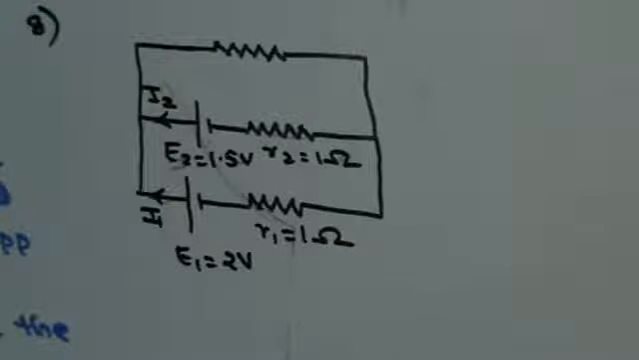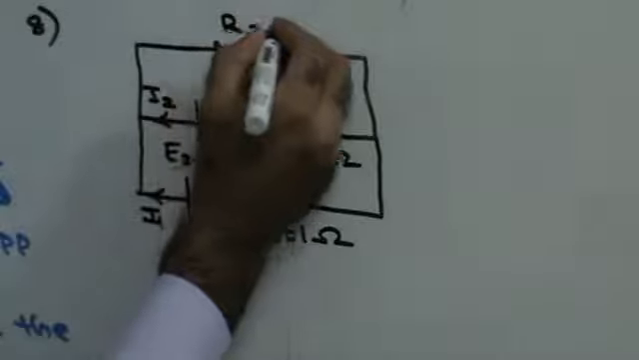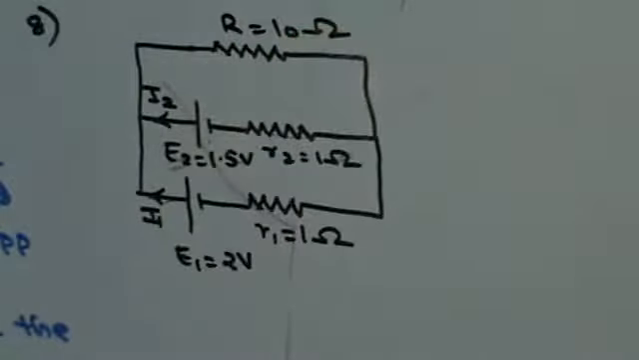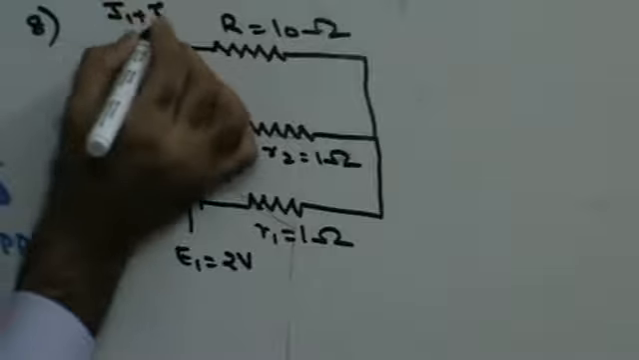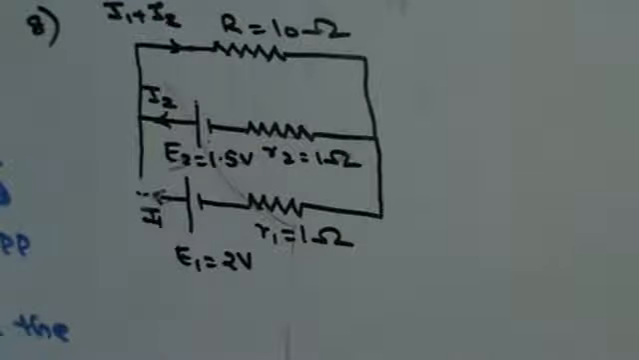The combination is connected to an external resistance of 10 ohms. Find the current in the external resistance.